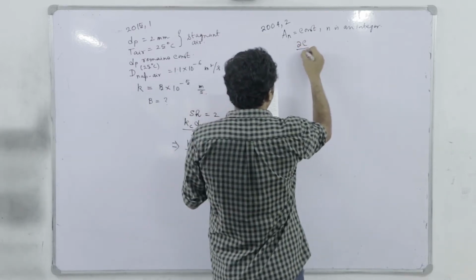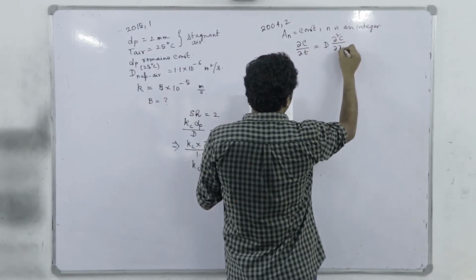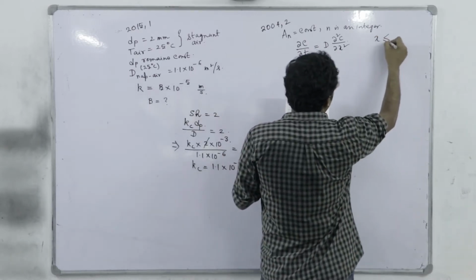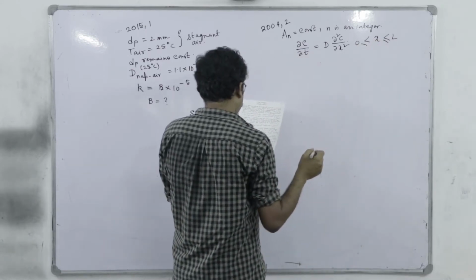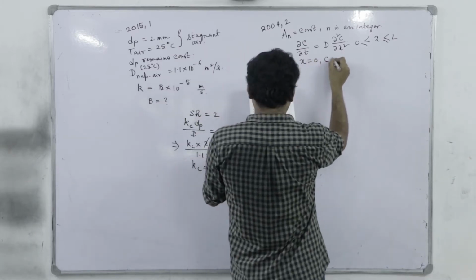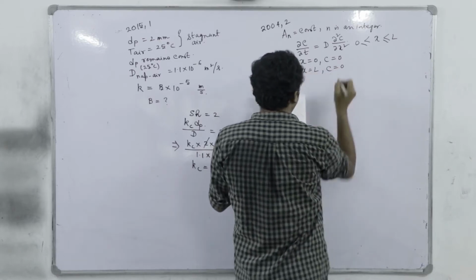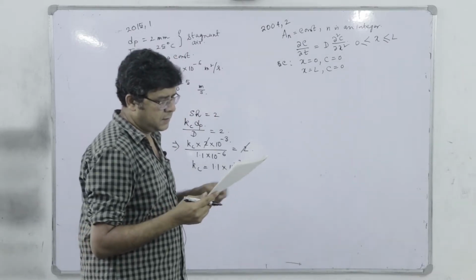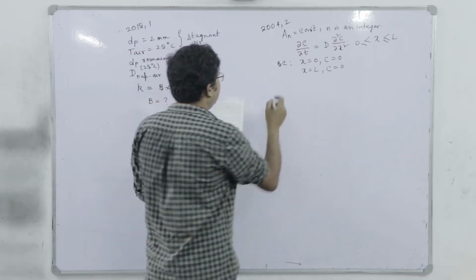The equation is given, which is del C del t is equal to capital D into del square C del x square, in the domain between 0 to L, and the boundary conditions are x equal to 0, C equal to 0, and x equal to L, C is also equal to 0. So, that is the boundary condition, and we are given 4 options.